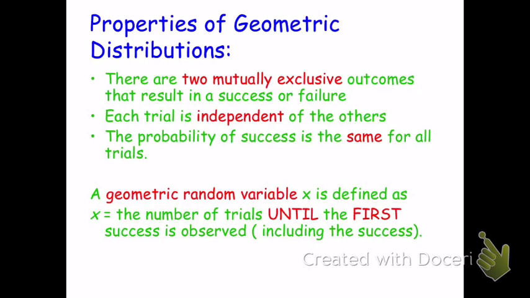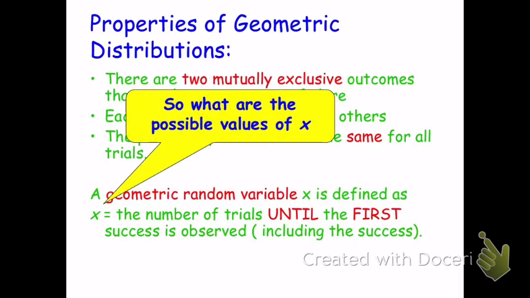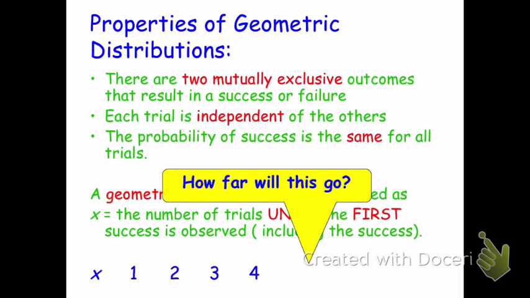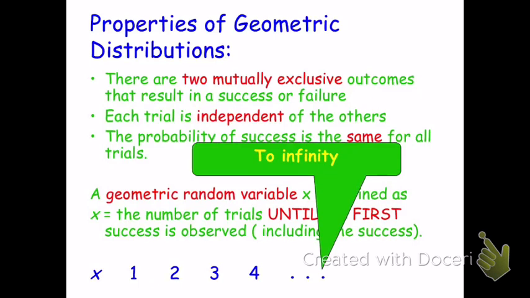So when you're doing a binomial distribution, all of the possible values start at 0, and then they go to your fixed number of trials. With geometric, the possible values must start at 1, and then they go to infinity. So that is how it's different when you're setting up a binomial versus a geometric.